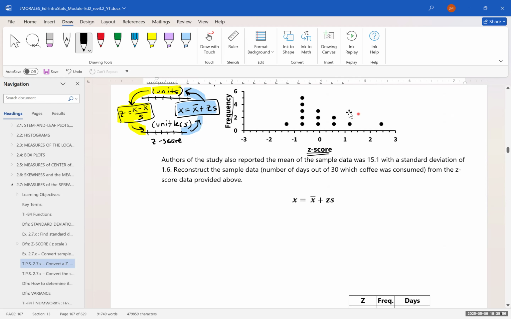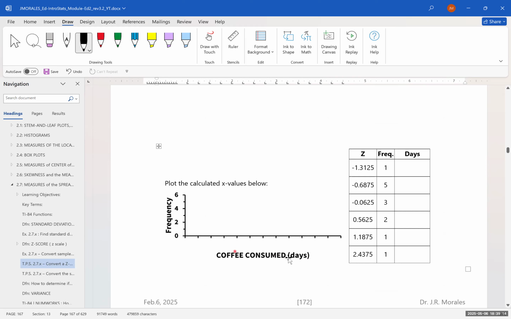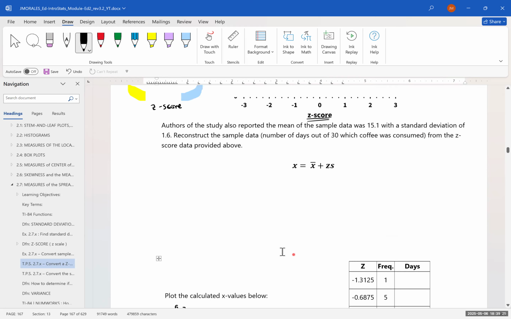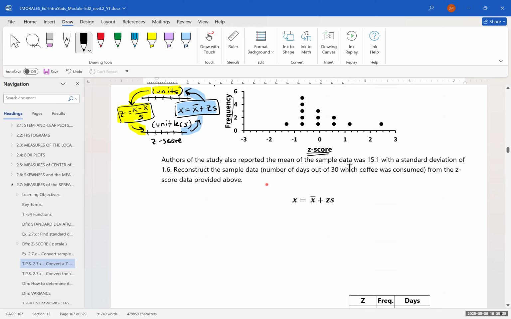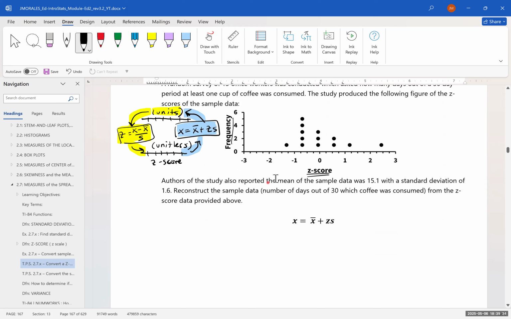And so when we convert this, we are going to put the scale here on this horizontal axis, and we're going to graph our data based off of units of cups of coffee consumed. Or no, not cups. This is days. I'm sorry. If they drank one or more cups in a day, then that counted as a day they had coffee. So we're talking about units of days here that coffee was consumed in a 30-day period. Authors of the study also reported the mean of the sample data was 15.1.